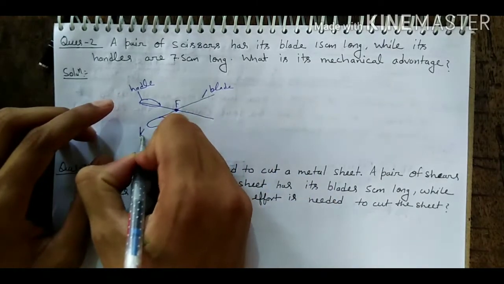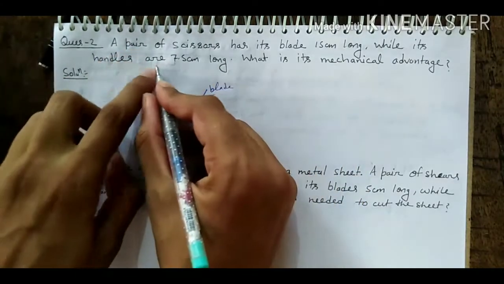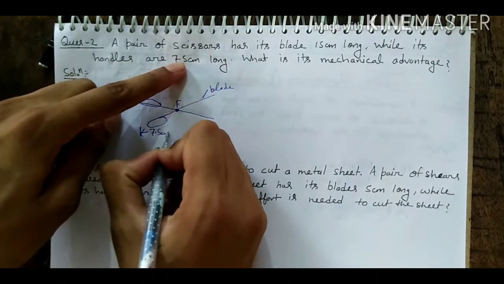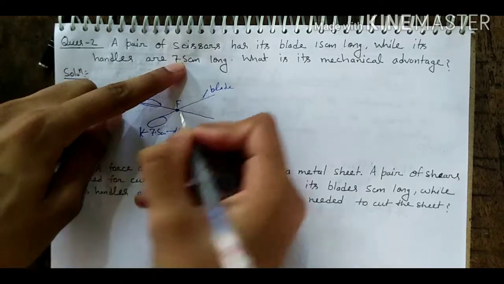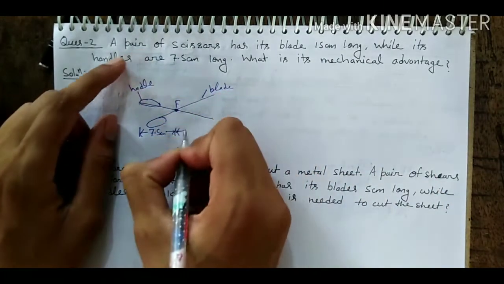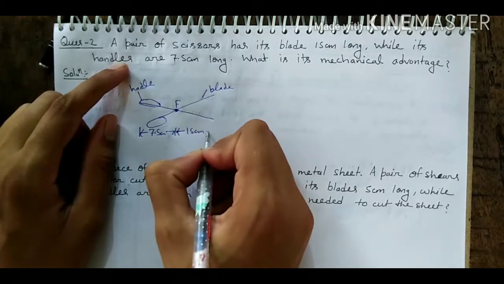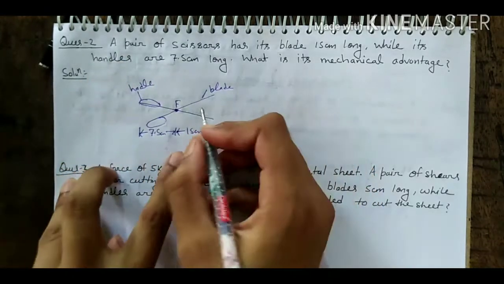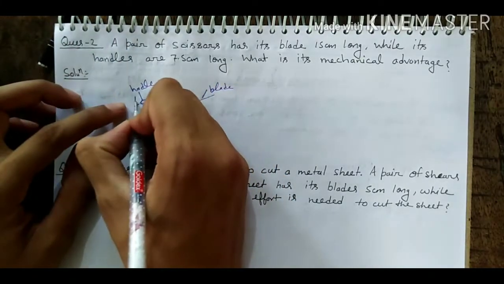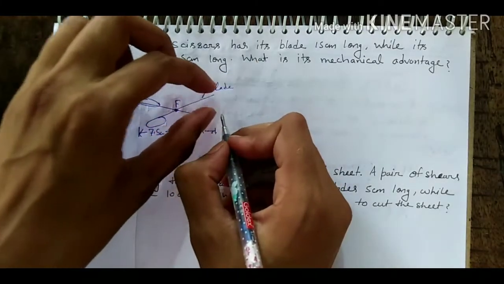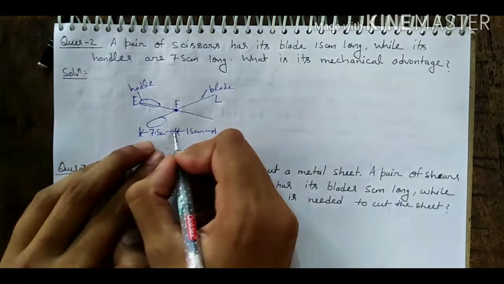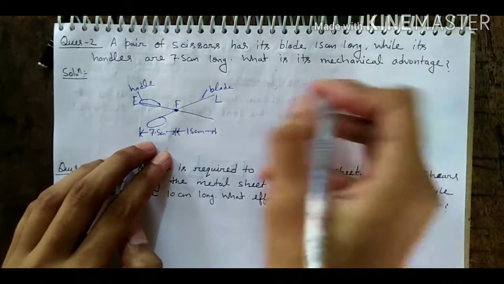The distance from the handle to fulcrum is given here. The distance from handle to fulcrum is 7.5 centimeter, and the blade is 15 centimeter long. It means here we are applying a force, this is the effort, and this scissor will give a load on the object or any paper. This is the load. Here we have to find the mechanical advantage.